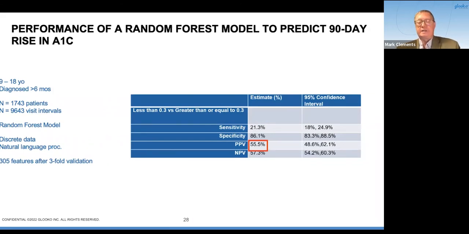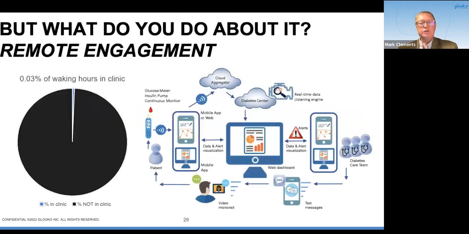And that is against a backdrop of approximately 30% of individuals having a clinically significant rise in A1C, which we defined as a rise of 0.3% using the US units or greater in any 90-day period. So the question next is, what do you do about it?